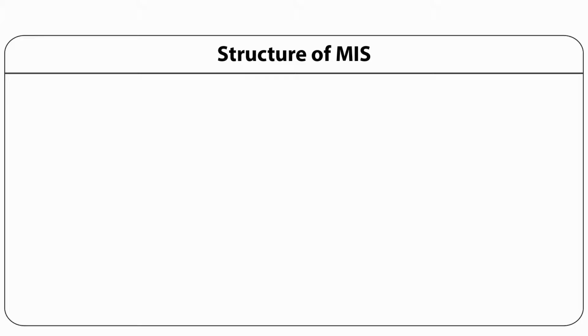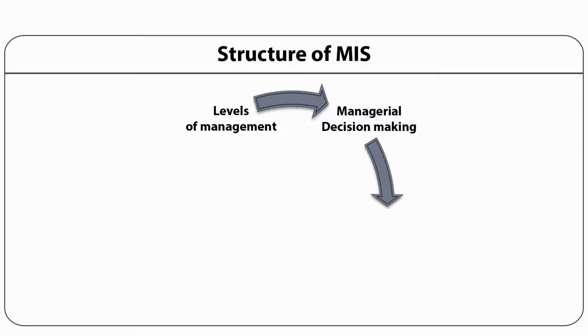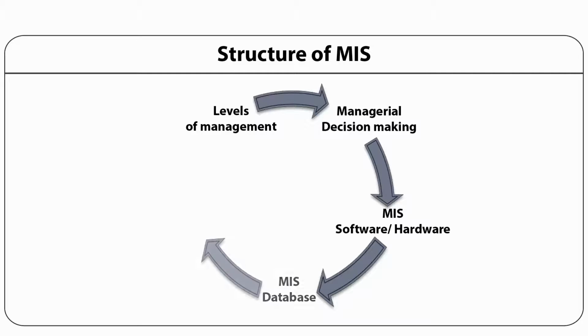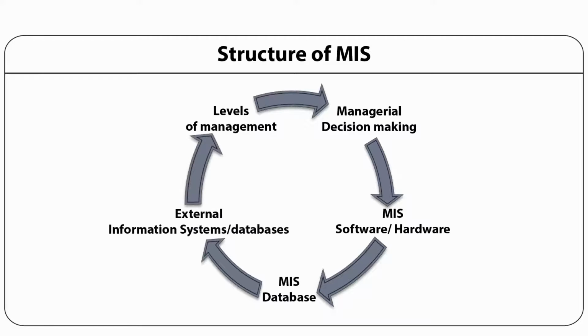Structure of MIS. The structure of MIS involves levels of management which lead to managerial decision making, and in managerial decision making we have the MIS software and hardware through which the managers can contact the MIS database, and the MIS database acquires information from external information systems or databases, and therefore information is provided to different levels of management. So the MIS process involves steps which consist of information gathered from various sources.